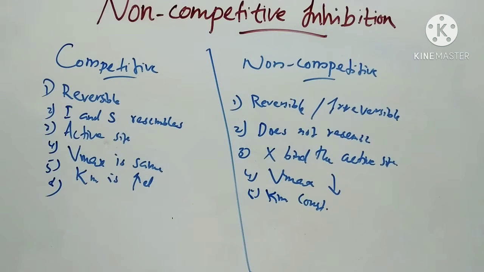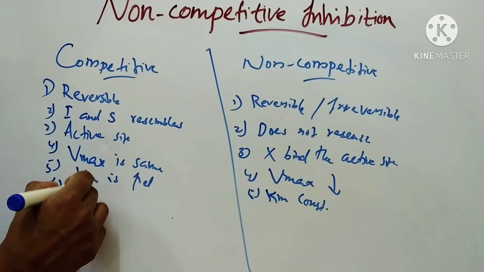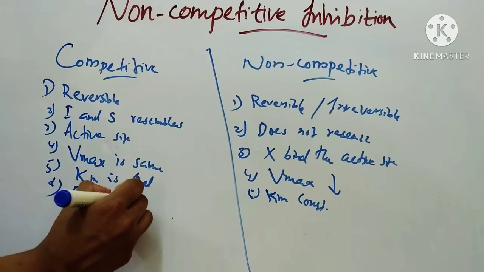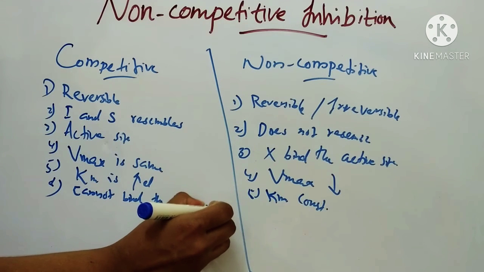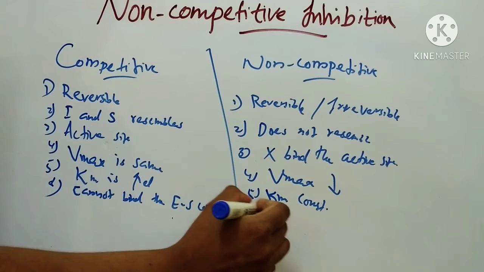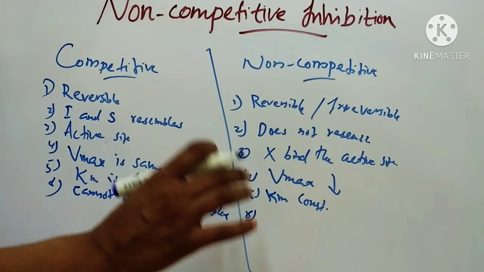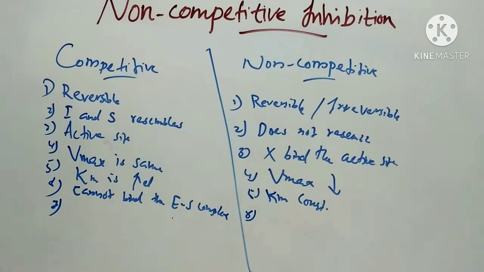Next, in competitive inhibition the inhibitor cannot bind the enzyme substrate complex, because the inhibitor can only bind to the enzyme. But in non-competitive inhibition, the inhibitor can bind with both the enzyme and the enzyme substrate complex. Next, competitive inhibition lowers the substrate affinity to the enzyme, while non-competitive inhibition does not change the substrate affinity for the enzyme.